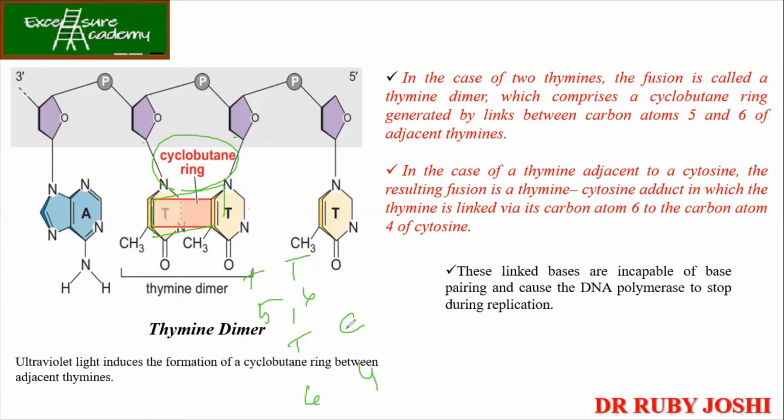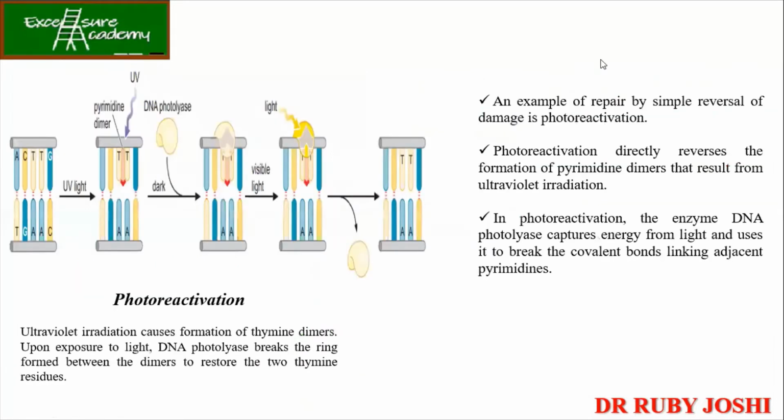Now, what will happen because of this dimer formation? There will be a kink in the DNA sequence, because of which the DNA polymerase cannot proceed further and falls off the DNA strand. Further replication cannot happen. So this is also a kind of DNA damage. Now, to repair this pyrimidine dimer damage, in the dark there is another protein, DNA photolyase, which gets activated. In the dark it can bind, and whenever light falls, that light energy is used by the enzyme to break the covalent bonds found between the adjacent pyrimidines. It is also known as the reversal of photodamage, photoreactivation.